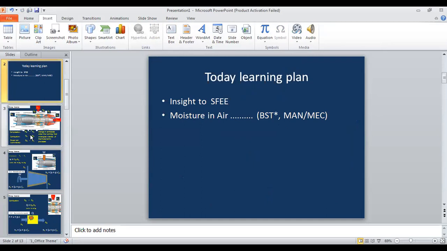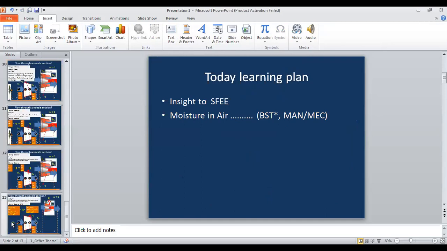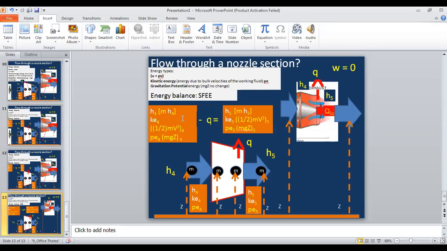Insight to SFEE here. But our approach is different, okay? So we are learning with some practical applications. So that is the specialty of our approach. So insight to SFEE, that's all. Later we will simplify this case by case.